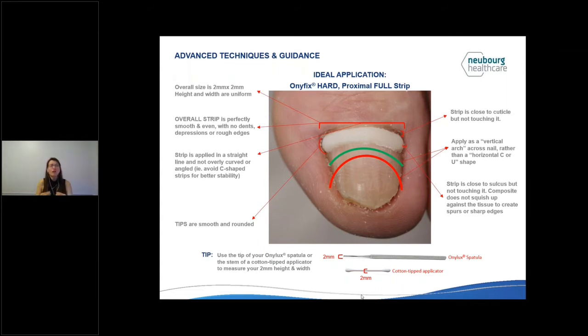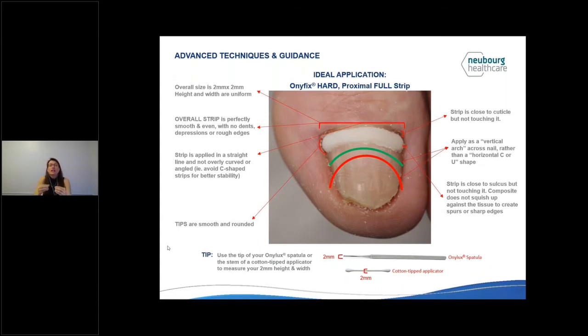Now, the overall strip is important too that you understand. 2 millimeters width by 2 millimeters height is very important. The height is probably more important in terms of not causing discomfort by having what we call sausage toes. If your Onyfix strip is too thick in height, it's going to be annoying for the patient. So do stick to 2 or just barely less than, but don't go too thin either. Then it becomes too thin and breaks more easily.